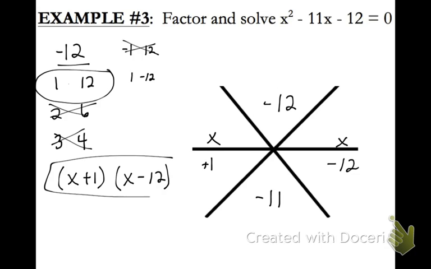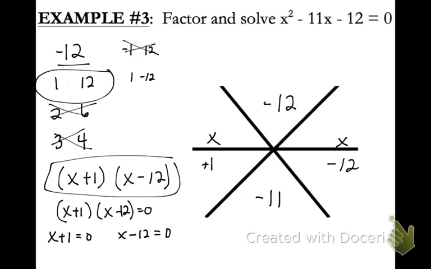Now when I solve these, I need to set each of them equal to 0. I'm going to subtract over the 1, and I'm going to add over the 12. And there are my solutions.